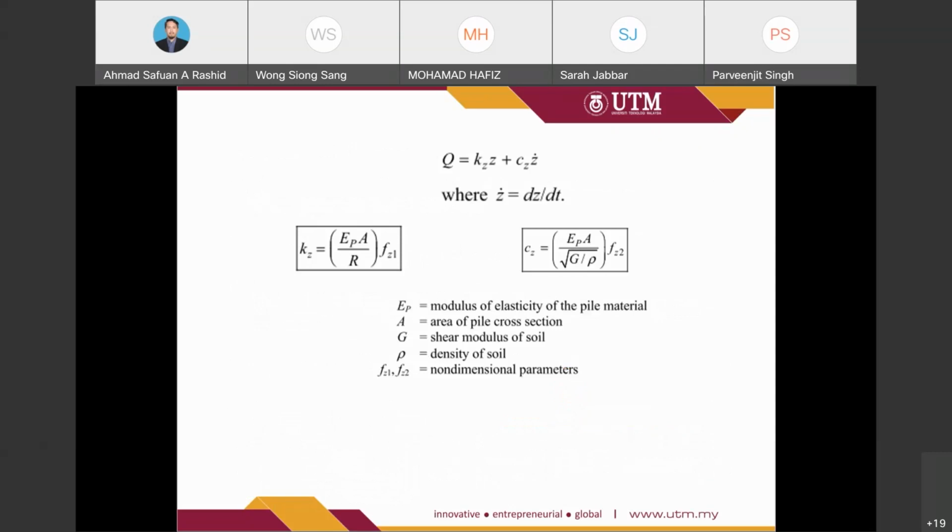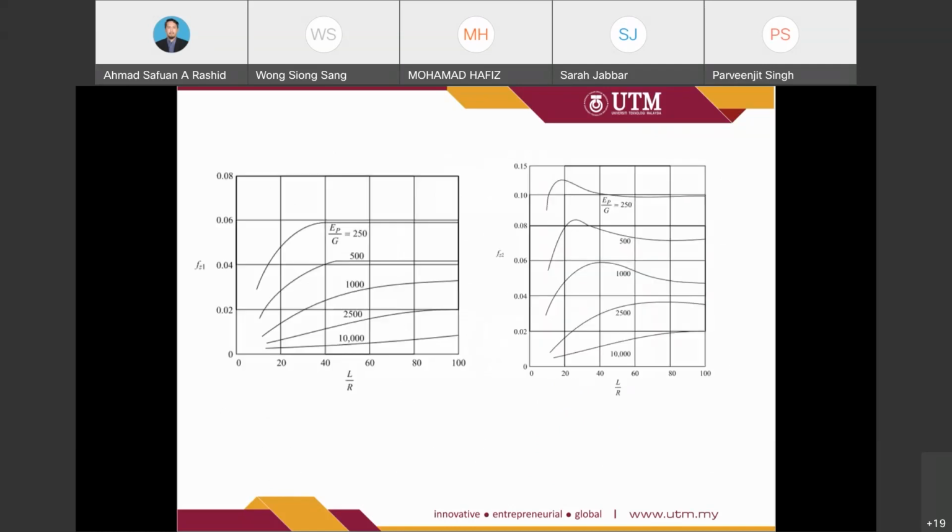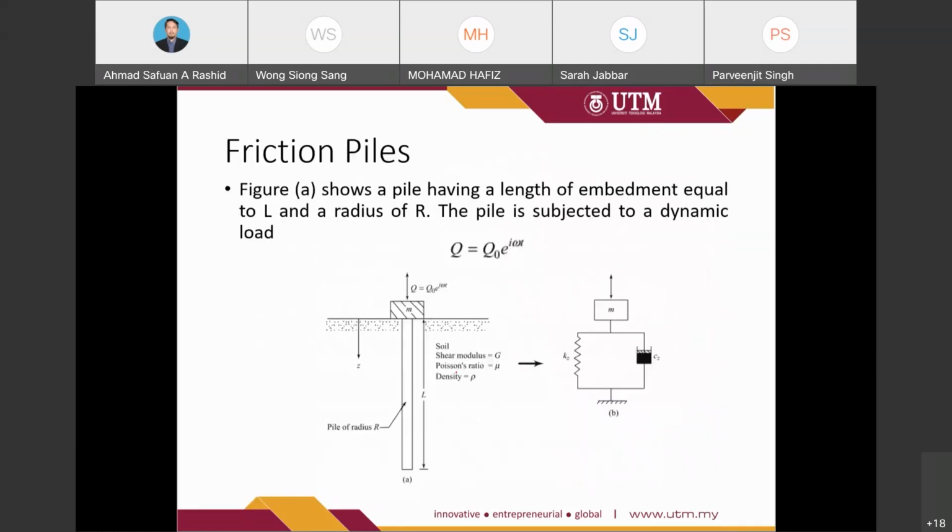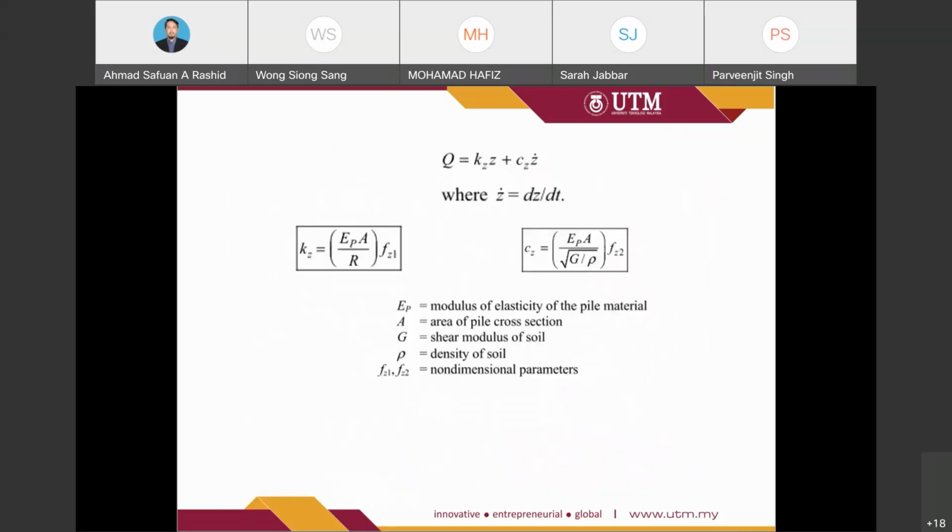So this is the equation for the KZ and CZ, where we can get easily the information of EP, A, and R, and also EP, A, and G. R is not given here yet. R is the pile radius, so that's why we need to use the radius.